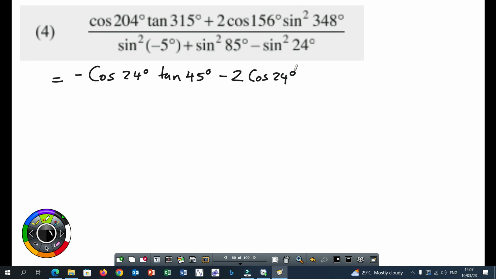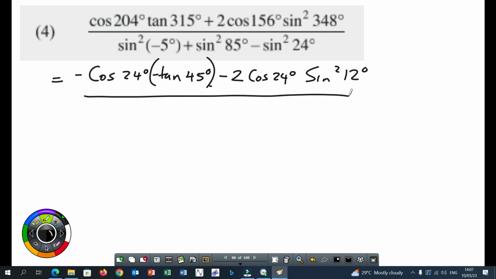Then here, that will be minus 2 cos 24. Oh yes, the negative: that's a negative tan, so that will be a minus because this is negative. Then that one becomes sin squared 12 degrees. Now it's positive because of the square. Remember I said whenever you see a square, you get a positive answer. This is all over the denominator, which will be sin squared 5 degrees, because there is a square there, plus sin squared 85. I would suggest you convert it to cos using co-ratios, because of the angle. So I can write this as cos squared 5 degrees.